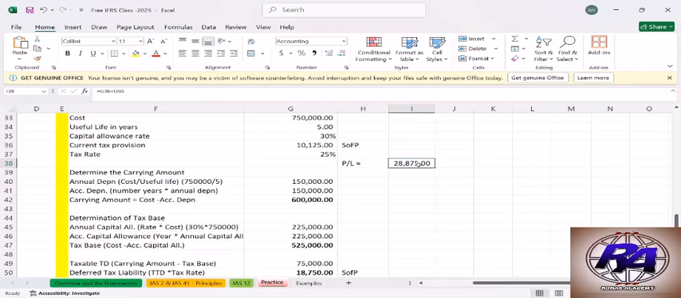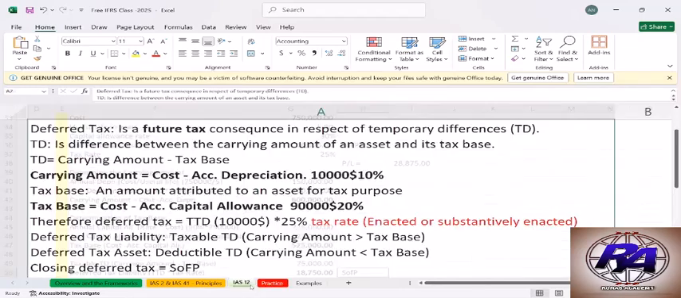But when we are done, we will send the current tax we have provided for to the statement of financial position as what? As current tax, under current liability. And then our non-current liability, we will send our deferred tax there because this is a closing deferred tax. Please don't forget. Once again, the treatment.